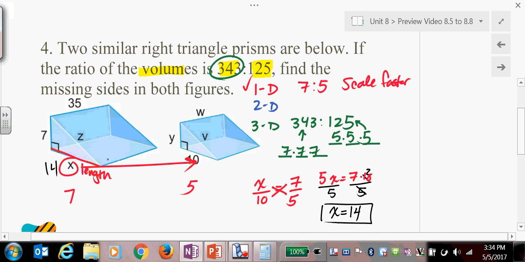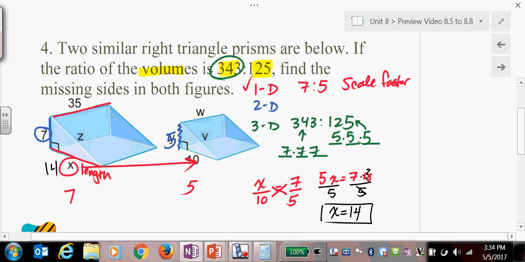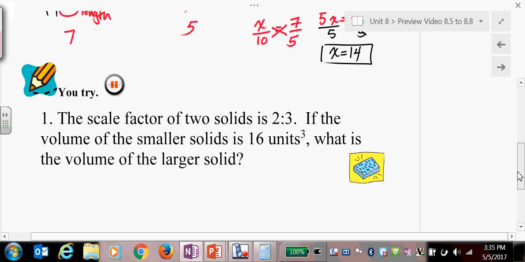You get x equals 14. Let's try this. This one's 7. Automatically, you know this one is going to be 5 because it's a 7 to 5 ratio. And then we want this to be 7 to 5. So ask yourself, 7 is 5 times, so 5 times 5 is 25. So we started with 3D and we went backwards to 1 dimension.